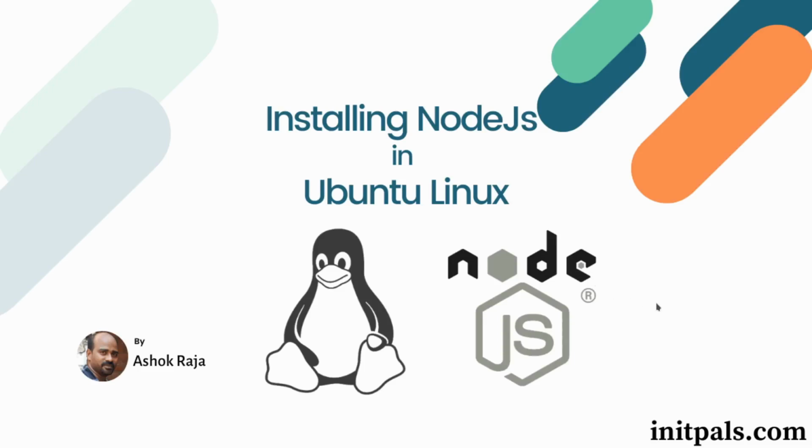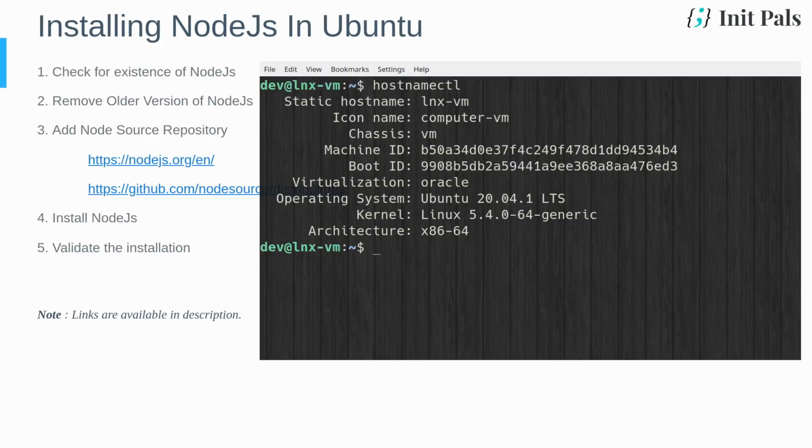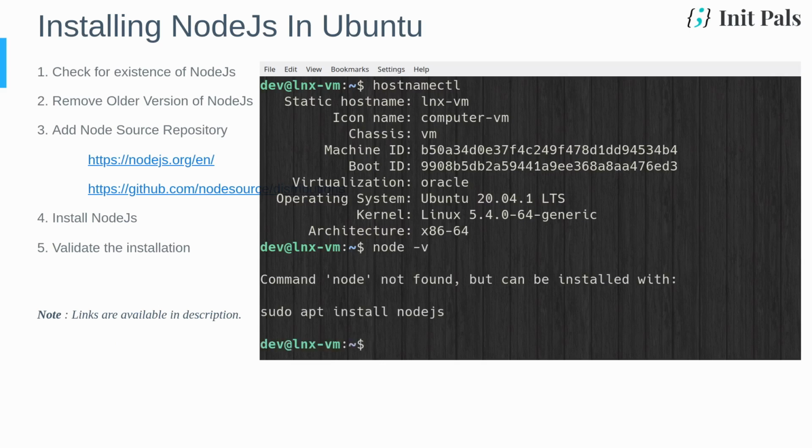In this video, let us see how to install Node.js in Ubuntu Linux. I am connected to an Ubuntu server running on VirtualBox. To check if Node.js is already installed or not, execute the command node -v. This would return the version number of Node.js if it is already installed.